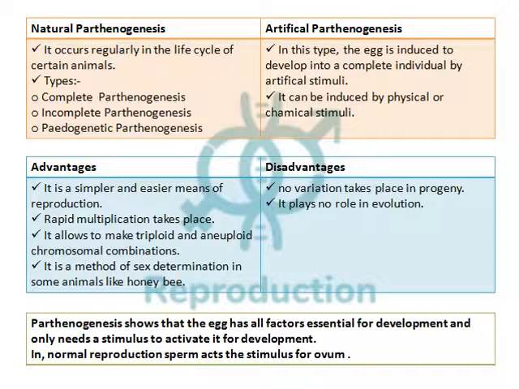Disadvantages, obviously, are the same as for asexual reproduction. There is no variation, thus there is no evolution. A very important conclusion comes through parthenogenesis. That is, we come to know that it is not necessary for an egg or ovum to fertilize with a sperm to form a new individual. It can itself even produce a new individual. The only necessity is that we need to give a stimulus to it to start development.